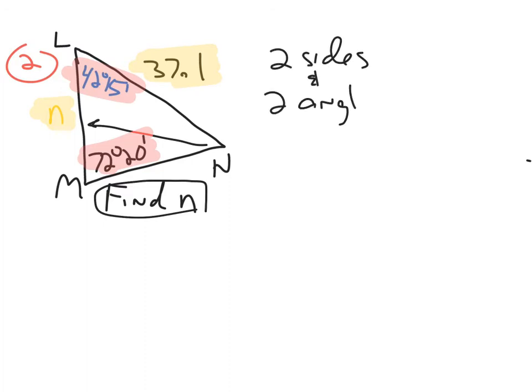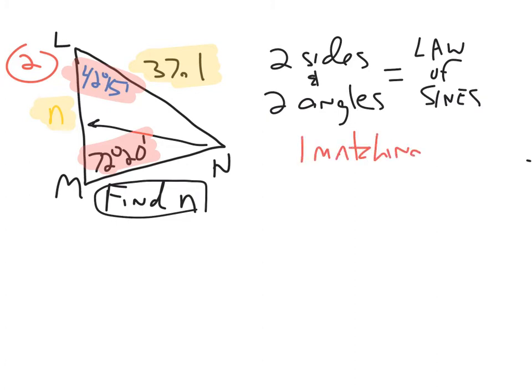So is the law of cosines going to work? And the answer is no. When you're given two sides and two angles, you want to use the law of sines. Remember, the law of sines, you need to have one matching set of side and angles, which in this case appears to be the m's. Here you have side m, the 37.1, and here you have angle m.